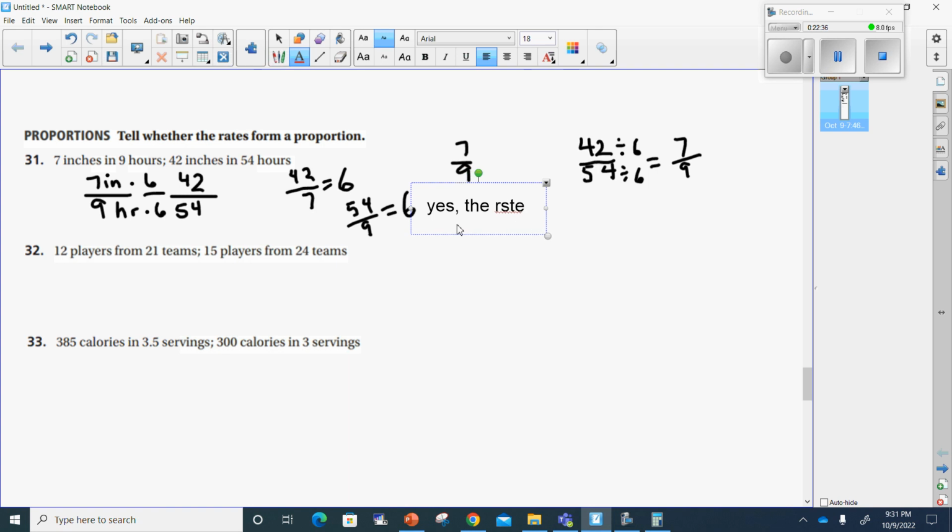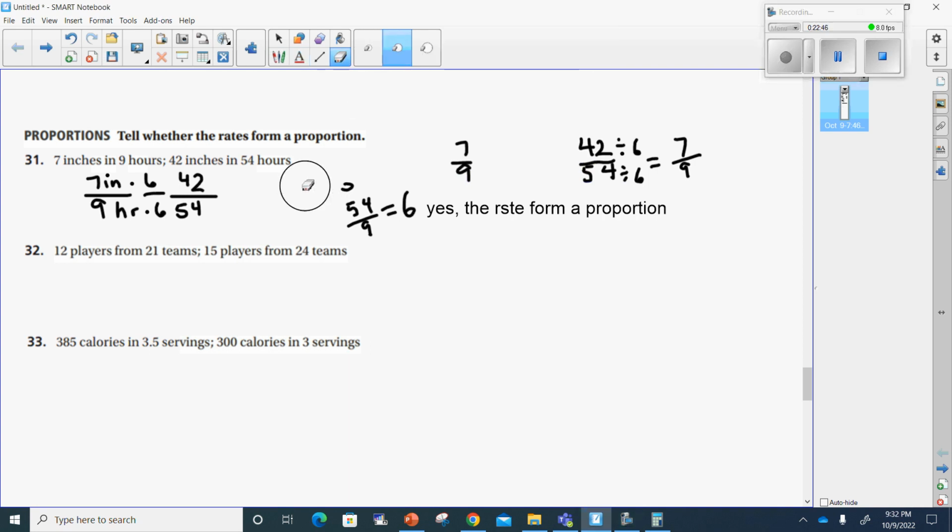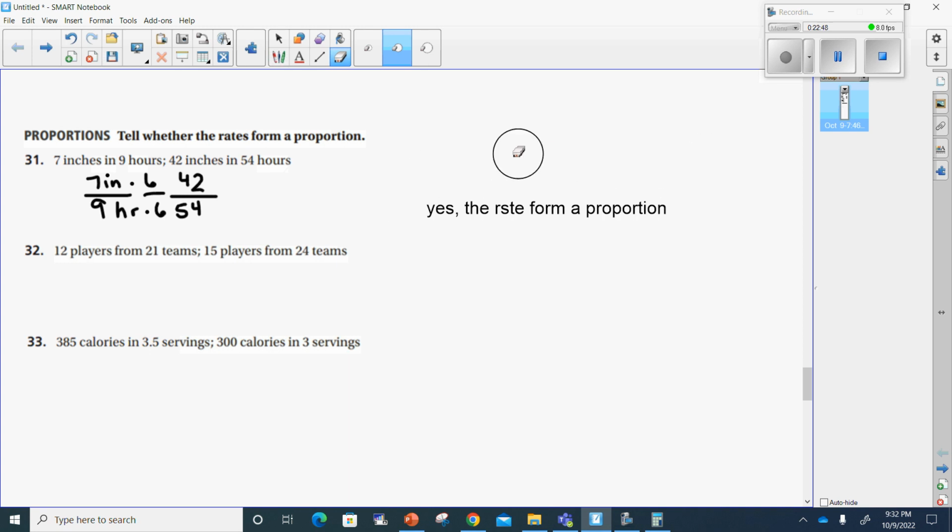The rates form a proportion. Now, there is one more way I want to show you how to do this. I know this seems a little tedious, but remember, we can also cross multiply this. I love cross multiplication. We could take 7 inches, multiply it to 54, and it has to equal 9 to 42. Let's find out if we get a ratio that fits.